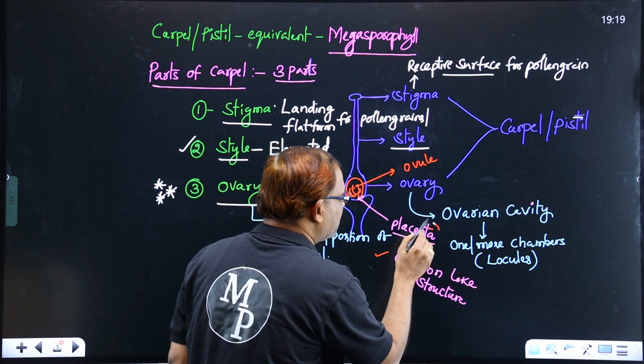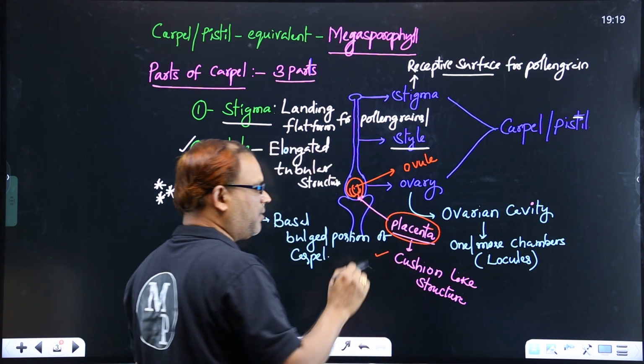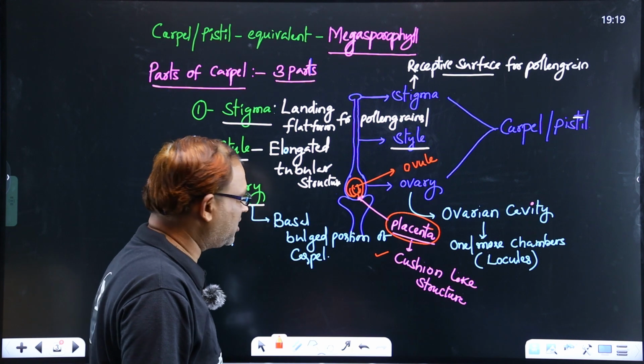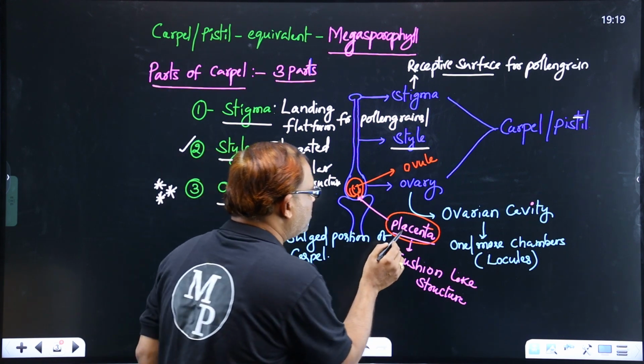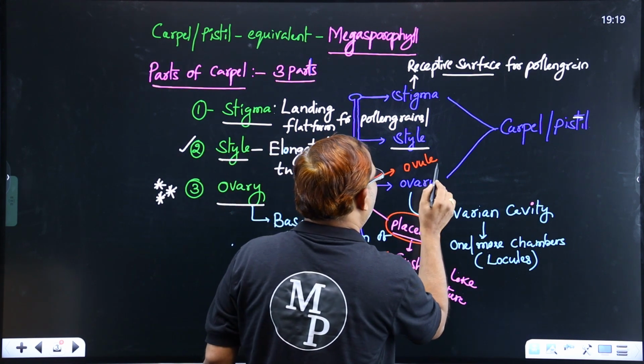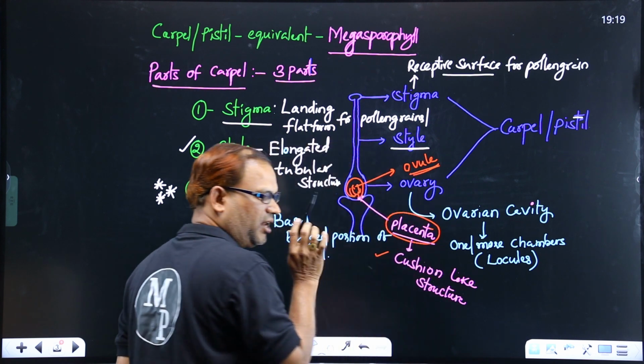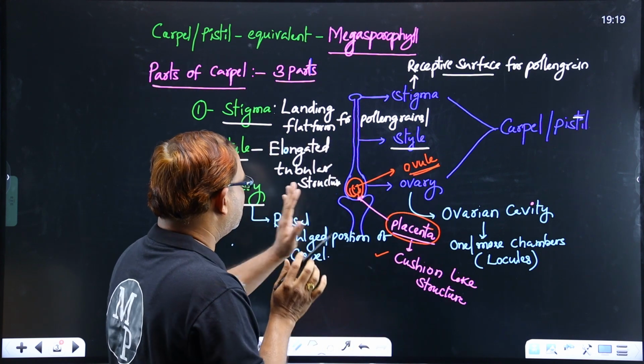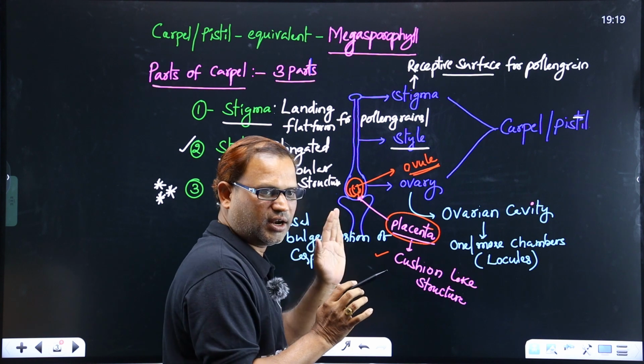The cushion-like structure is called what? Placenta. Through the placenta, inside that, the ovule is attached. Very important. This is the ovary portion right now.